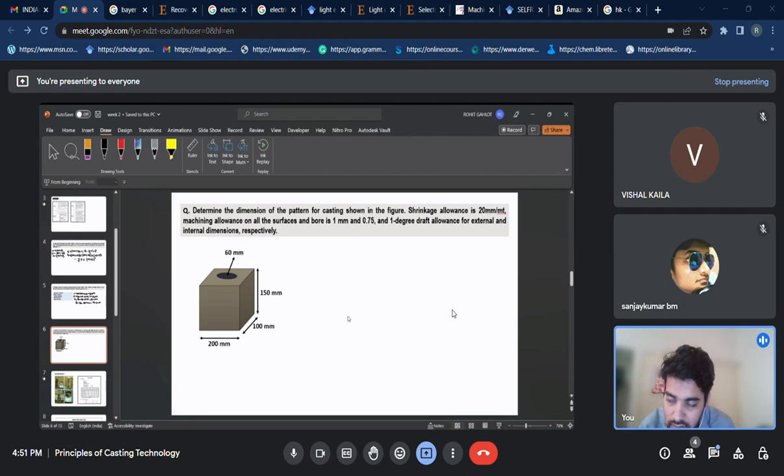So try doing this, give it an attempt. Please tell me the length, width, height and diameter after the shrinkage allowance, after the machining allowance, and after considering the draft allowance. So this is the question.